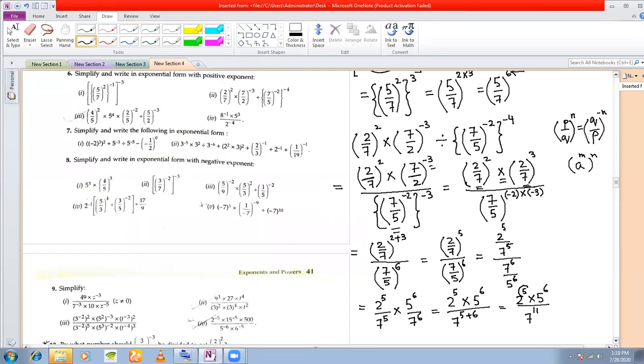So all are positive exponents. 5 is positive, 6 is positive, 11 is positive. So this is my answer. So this has been written with positive exponents. Is it clear? Yes or no?